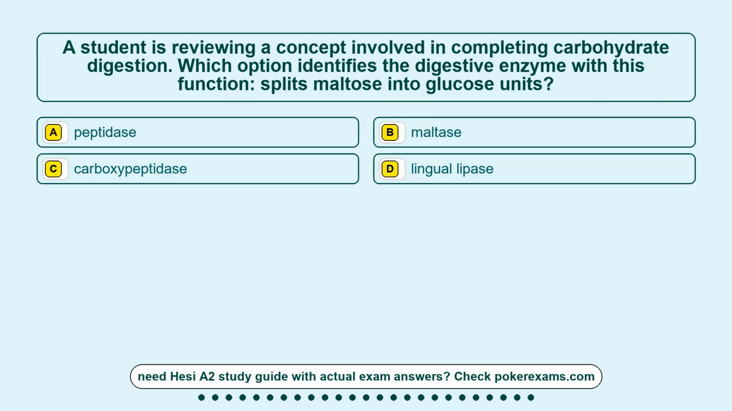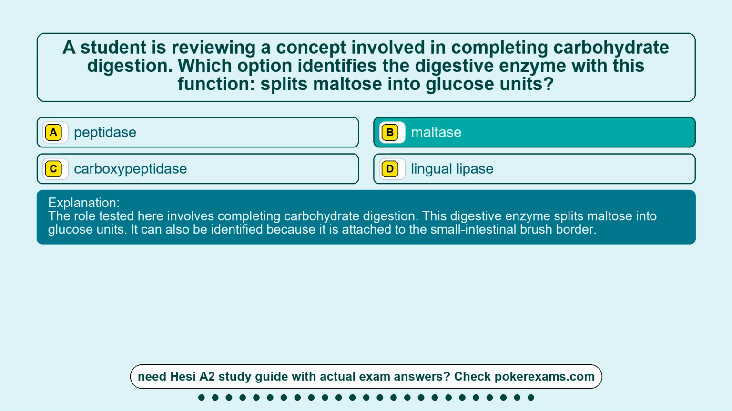Question 14. A student is reviewing a concept involved in completing carbohydrate digestion. Which option identifies the digestive enzyme with this function? Splits maltose into glucose units? Option A, peptidase. Option B, maltase. Option C, carboxypeptidase. Option D, a lingual lipase. The correct answer is option B, maltase.